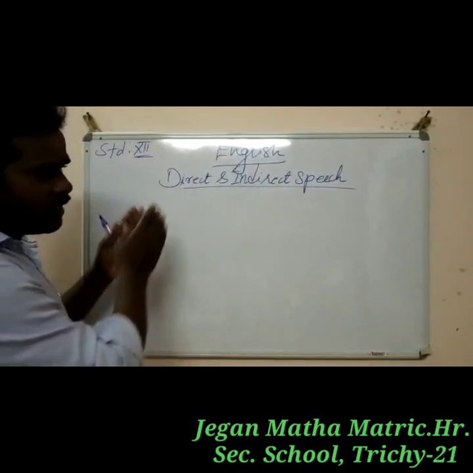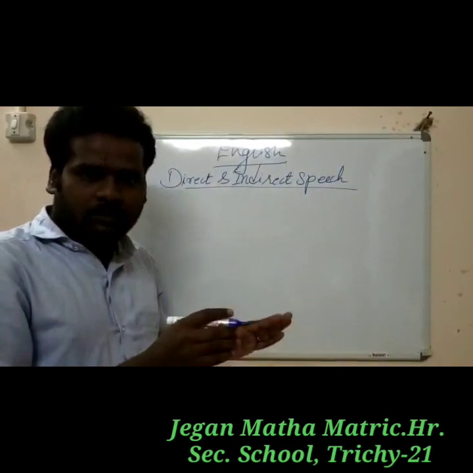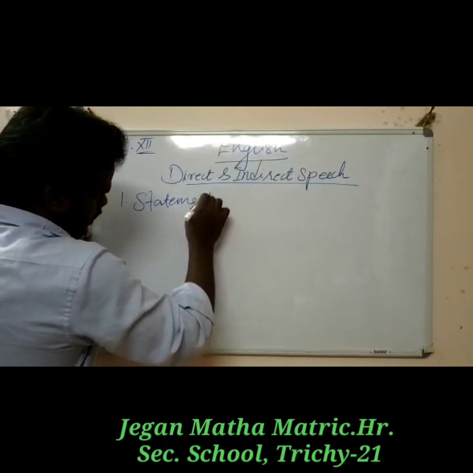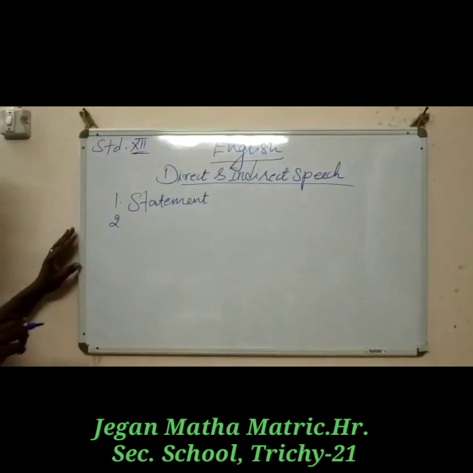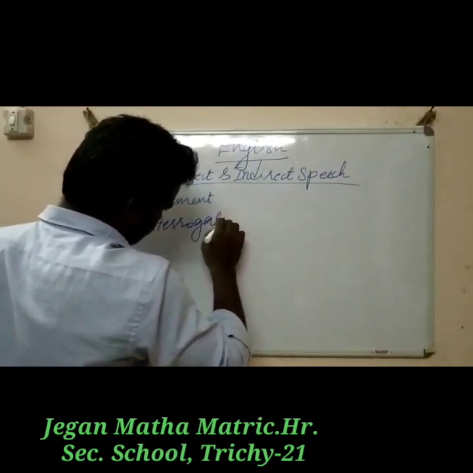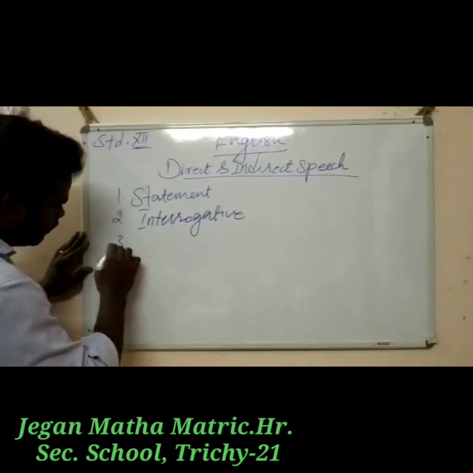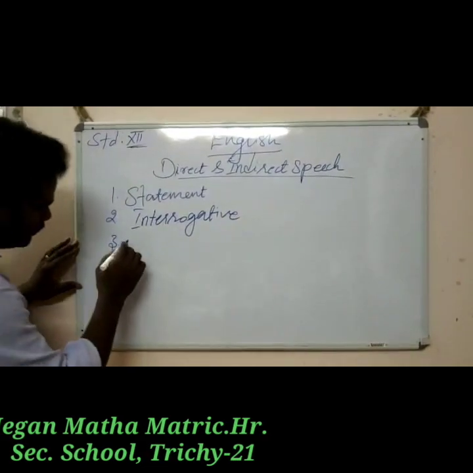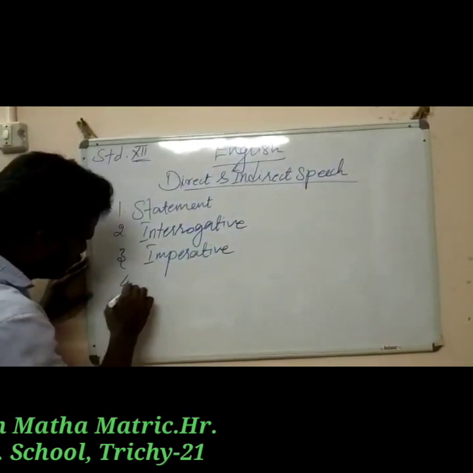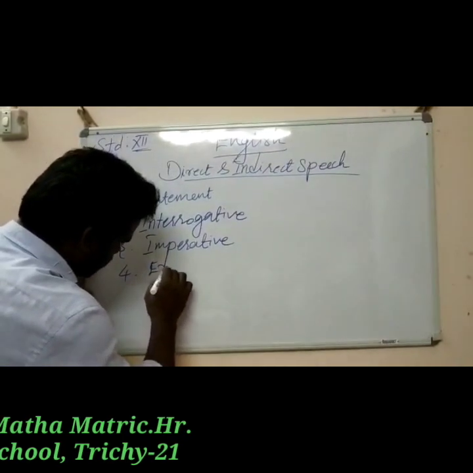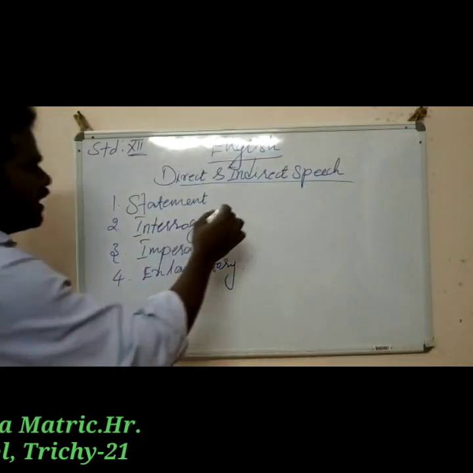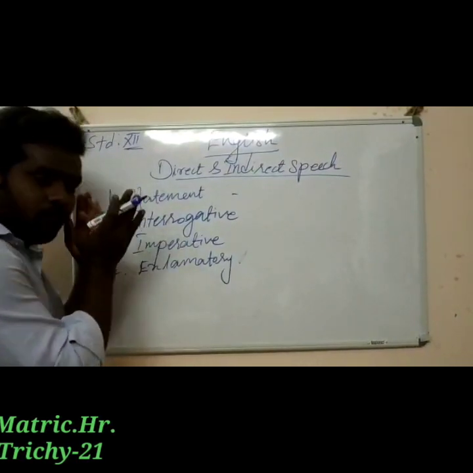So we have four types of sentence. After reading the sentence, we have to find out what kind of sentence it is. First, statement. Second, interrogative. Third, imperative. And fourth, exclamatory. Statement, interrogative, imperative, exclamatory. We have four types of sentence.